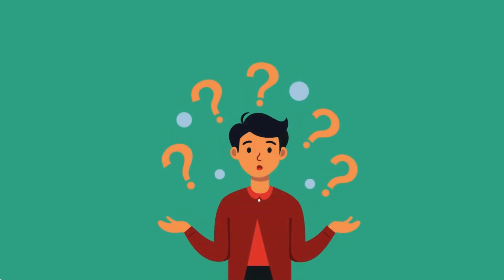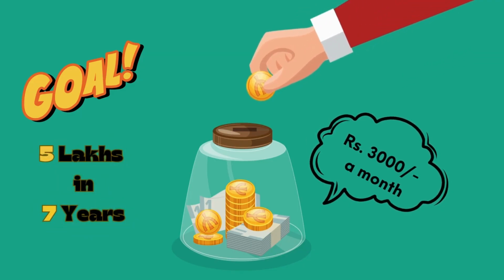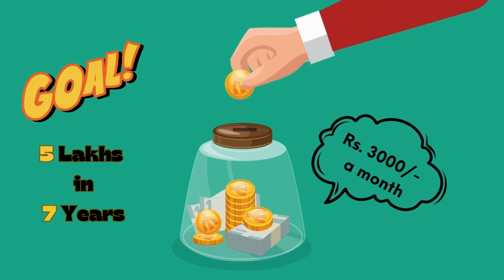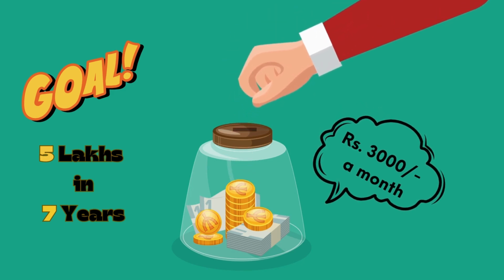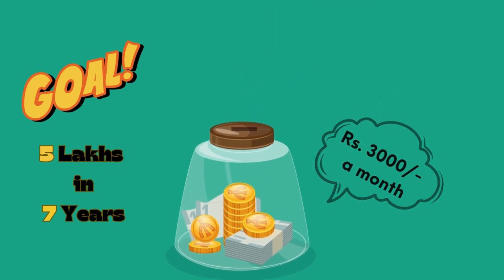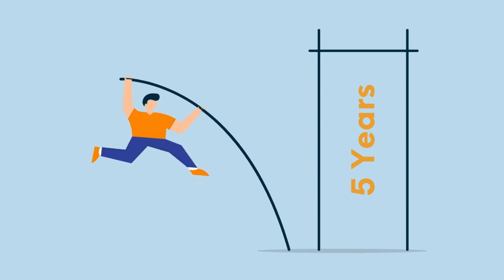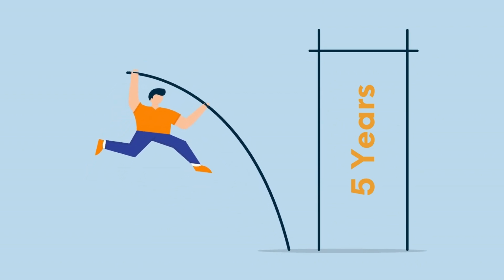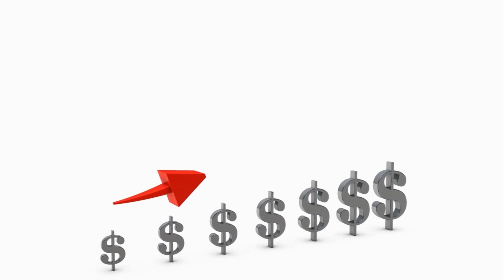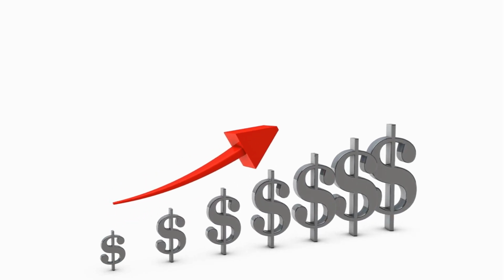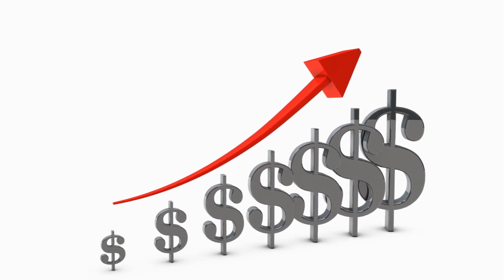Now a question may arise, which is why this step up SIP? Let's say for example, initially you have set a goal to accumulate 5 lakhs in 7 years and you do an SIP of 3000 every month. But at the year end, you received a good hike and now you want to achieve your target in, let's say, 5 years. The step up SIP approach will definitely help you on this, and this is because we kept increasing the SIP amounts every year by some percentage.